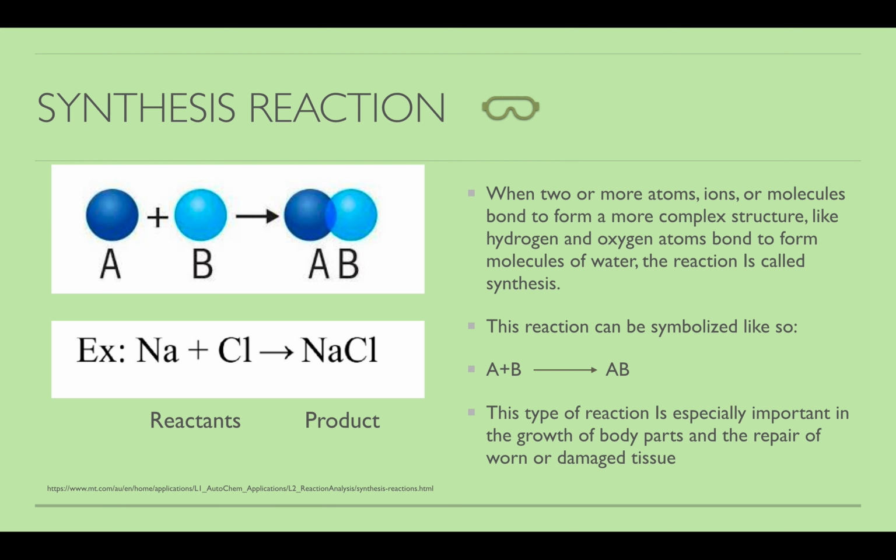So the synthesis reaction. This is when two or more atoms, ions, or molecules bond to form a more complex structure, like hydrogen and oxygen atoms bond to form molecules of water. And this reaction is called the synthesis reaction. And this is kind of the most basic form. It's just A plus B yields AB. You can see it on the left.